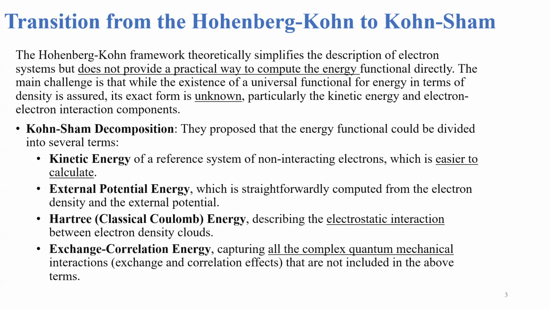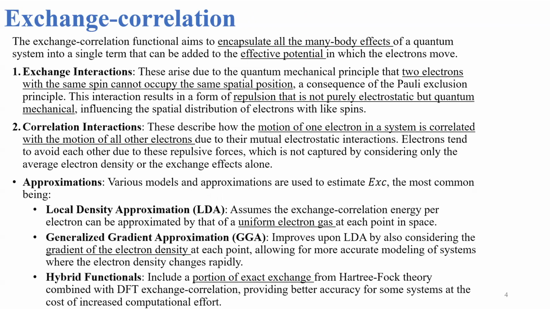Let's look more into this exchange correlation energy. So the exchange correlation functional, by the way, a function of a function is called a functional. The exchange correlation functional aims to encapsulate all the many-body effects of the quantum system into a single term that can be added to the effective potential in which the electrons move. So there could be exchange interactions and correlation interactions.